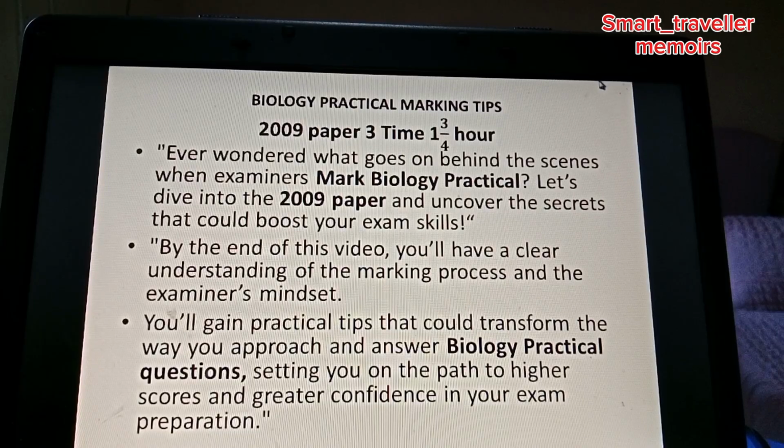So, the marking tips. But before we do that, ask yourself these questions. Ever wondered what goes on behind the scenes when examiners mark biology practical? Let's dive into the 2009 paper and uncover the secrets that could boost your exam skills.